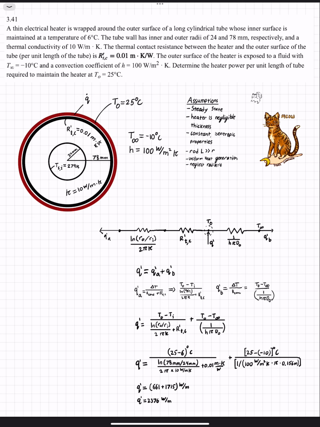The outer surface of the heater is exposed to a fluid with T infinity equals negative 10 degrees Celsius and a convection coefficient of h equals 100 watts per meter squared Kelvin. Determine the heater power per unit length of tube required to maintain the heater at T0 equals 25 degrees Celsius.